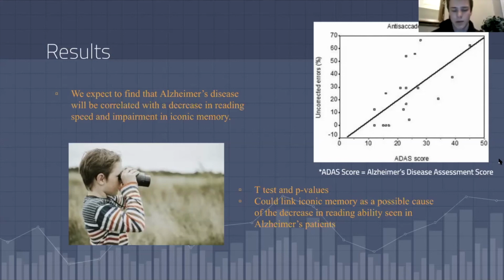So maybe if this study is able to find that correlation, researchers could try to find medicines or therapies for the part of the brain, I think it's the hippocampus, where iconic memory is located. So these results could end up being pretty important.